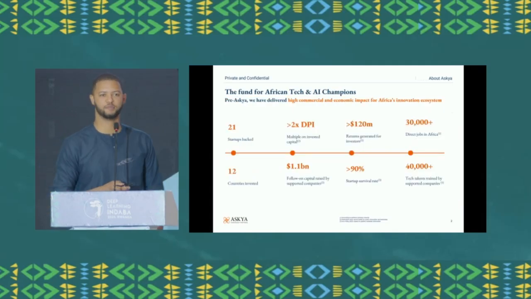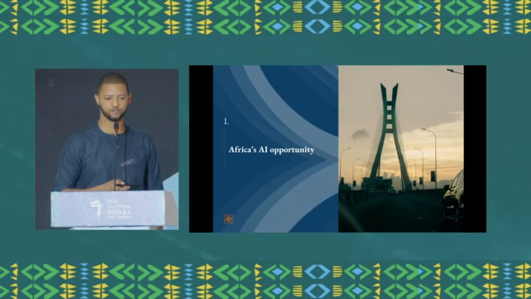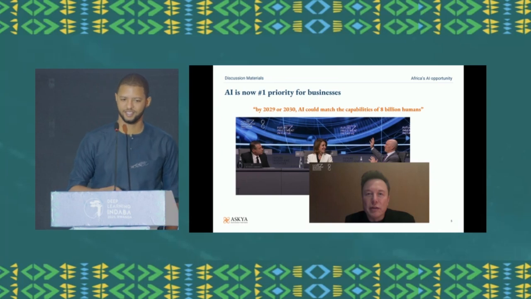What we have seen in this space is that there's potential to have huge impact for the economy and for society. Some of the companies we back created over 30,000 direct jobs and trained over 40,000 tech talents. And with this new AI wave coming, we think there's potential for much more impact. So now, more specifically, about the opportunity.